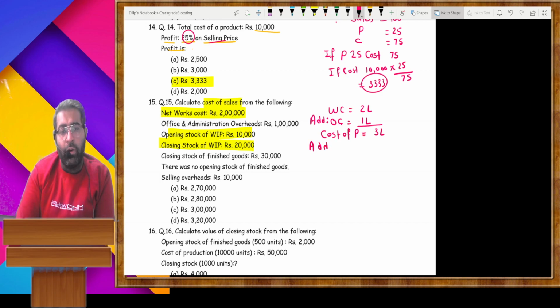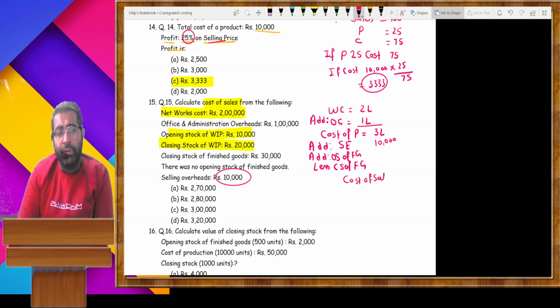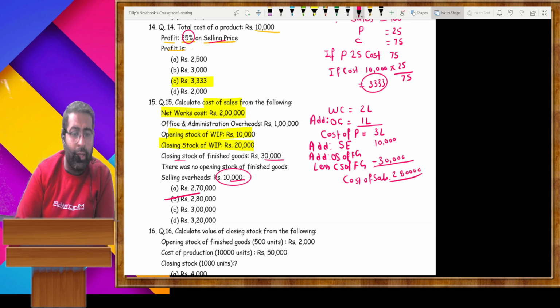Now we have to add all the selling expenses, that is 10,000. Add opening stock of finished goods less closing stock of finished goods, then we will get cost of sales. Now opening stock is 20,000 and closing stock of finished goods is 30,000, so we will deduct it. 3 lakh 10, and minus 30, that is 2 lakh 80,000. So the answer is 2 lakh 80,000.